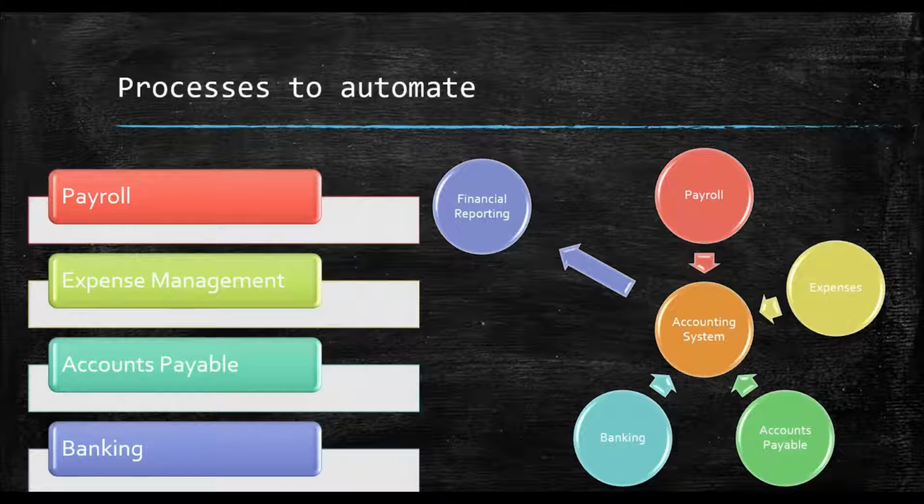All right, remember this diagram? We talked about this earlier where we have the 4 inputs into the accounting system: payroll, expenses, accounts payable, and banking. And these are the 4 inputs that you should automate. These are the 4 processes that you should automate. See, payroll, expenses, AP, and banking. And basically, if you automate these 4 areas right here, payroll, expenses, accounts payable, and banking, you will automate your accounting. All right, so we're going to talk a little bit about each one of these, and we'll go into each one of these automations in detail.